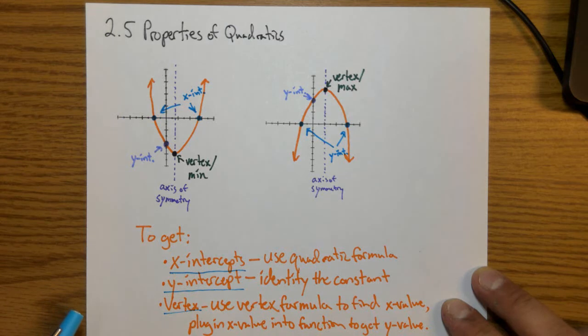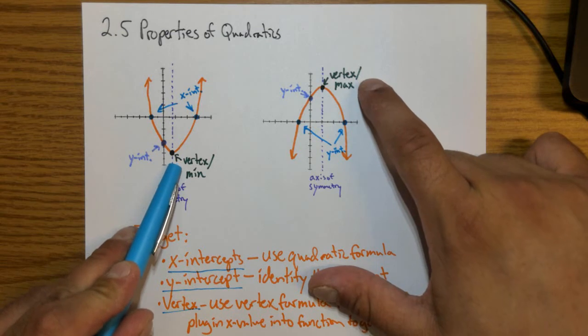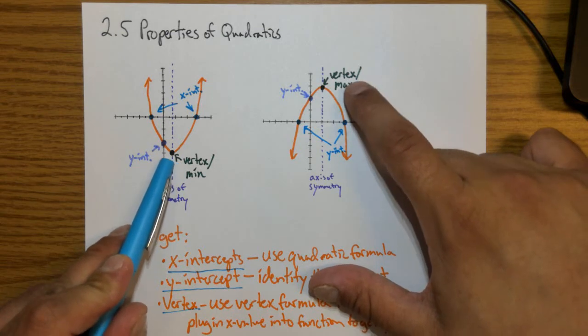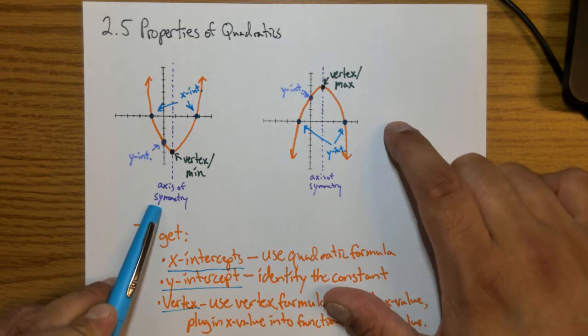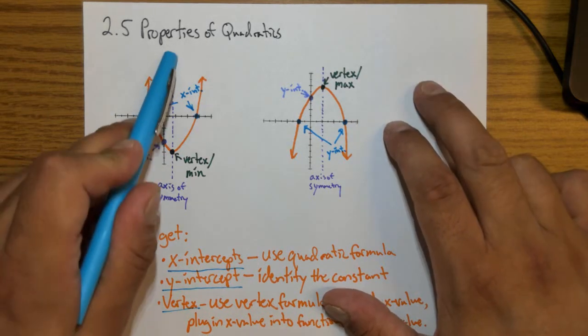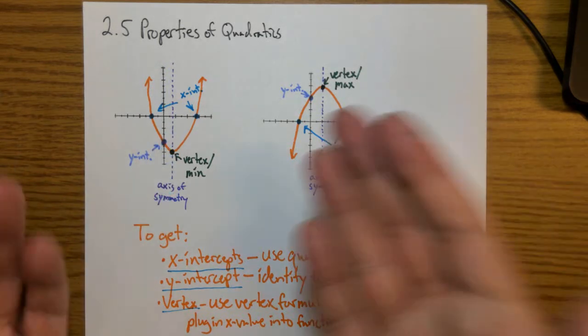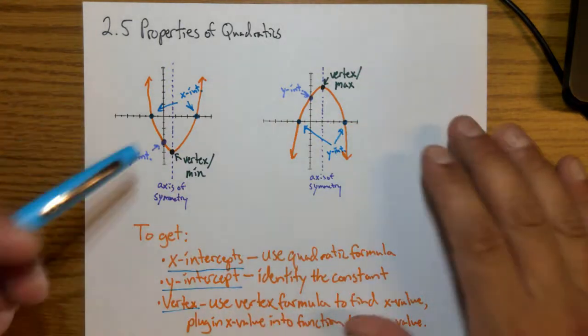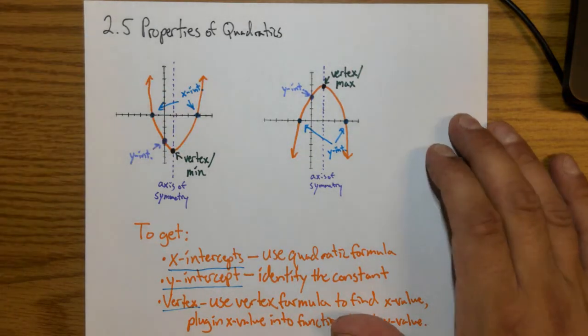And then next will be the vertex. That's what I have in green here. Notice that the vertex is either the lowest point or the highest point of the function, and then the axis of symmetry, which is the line where the functions are symmetrical about each other. So the left half is exactly the same as the right half symmetrically.